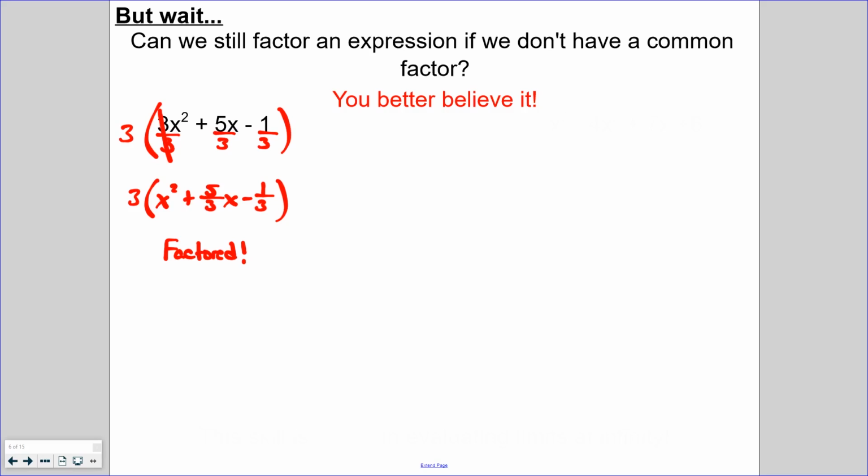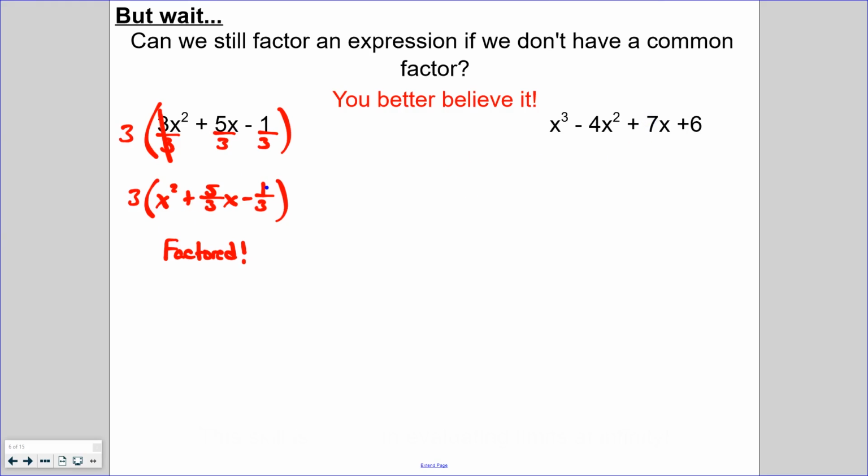And we could always check our work by distributing the 3 back in, and if we did that, we would get 3x squared plus 5x minus 1. So you don't need a common factor in order to factor. It just makes it easier, and in a lot of cases works out nice and pretty. Let's take a look at another example.